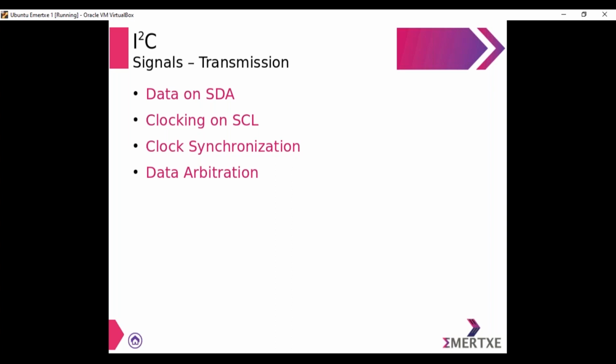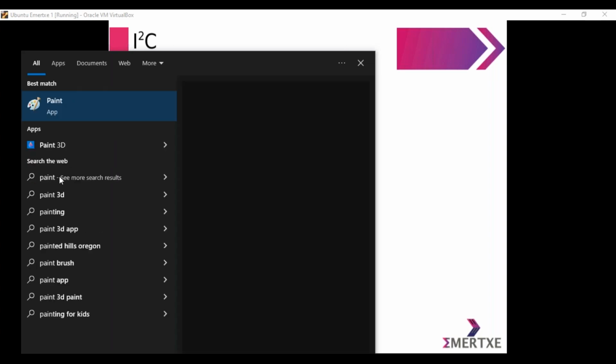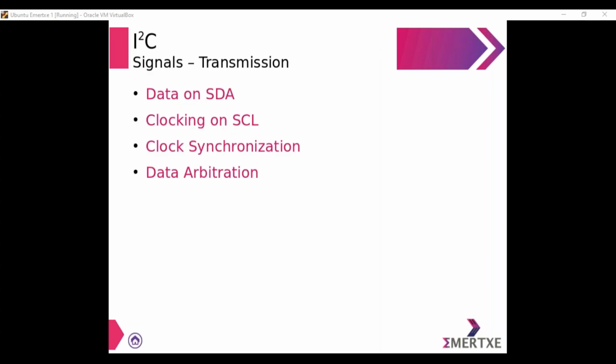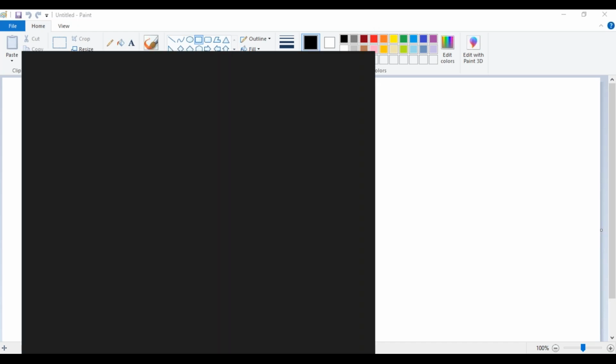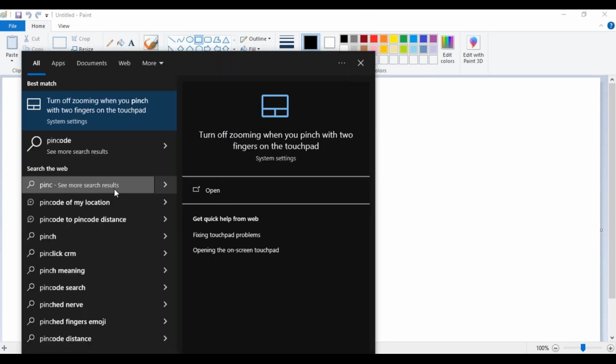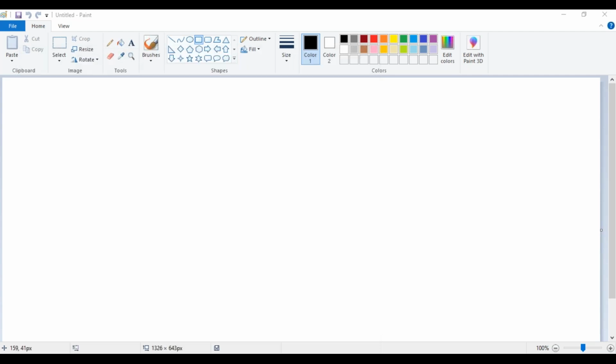Now to make you understand the data on the SDA line, let me take an example. What type of communication protocol is I2C? To which category does I2C belong? Yes, it's an intra-board protocol. Now, what do you mean by intra-board protocol? Yes, communication should happen between two chips of the same board.